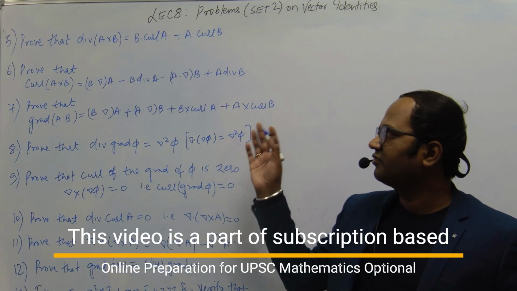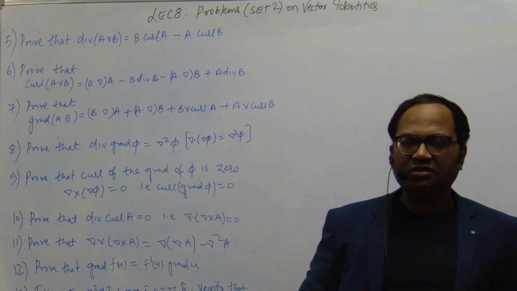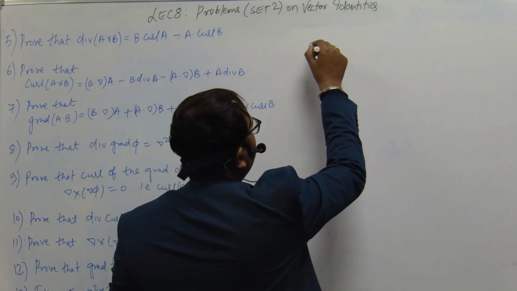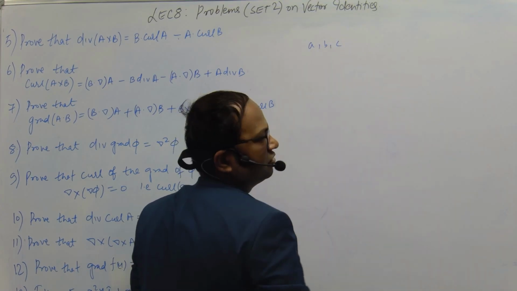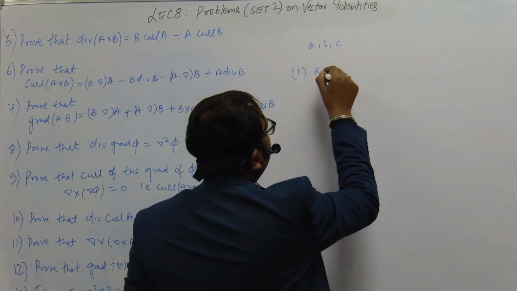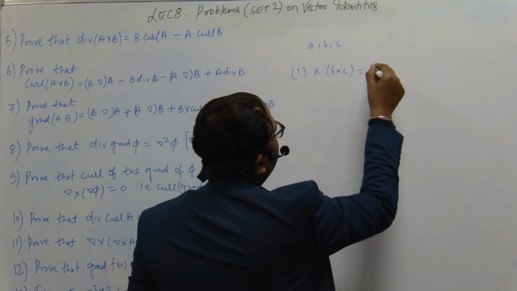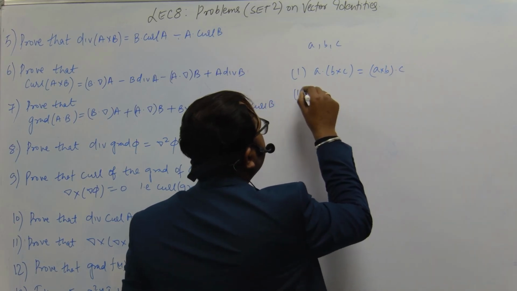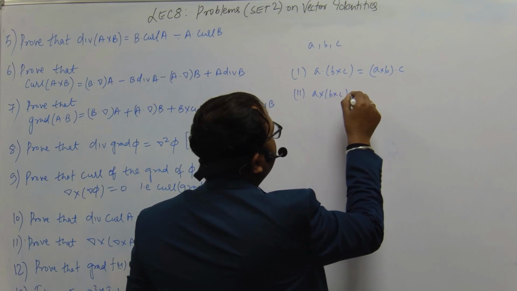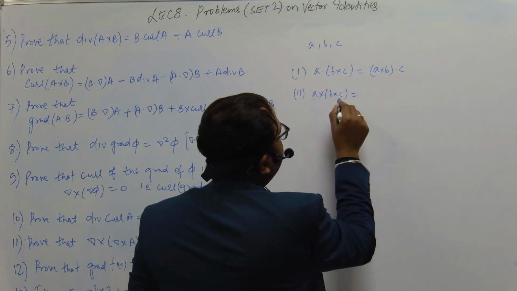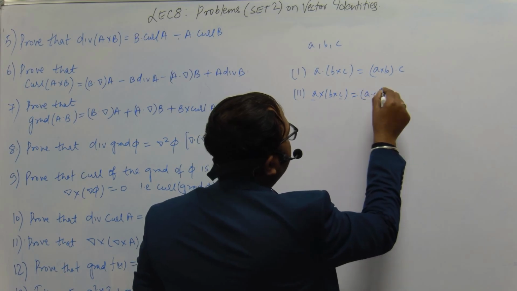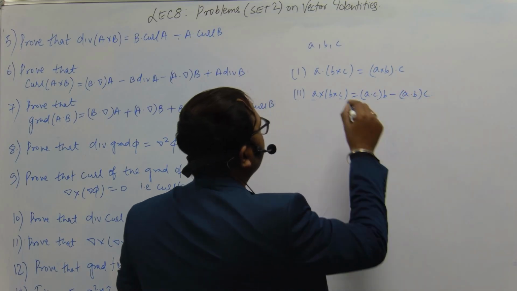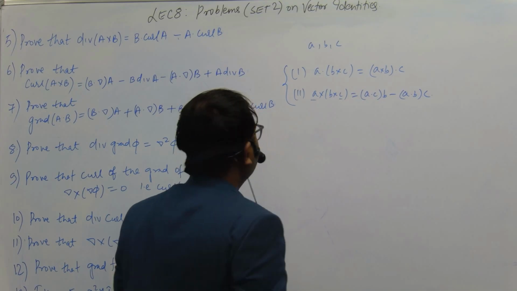For solving such type of questions, two important vector identities are required. Let us go through this. Let us suppose we have three vectors A, B and C. The first important vector identity is A dot B cross C, which is equal to A cross B dot C. And the second one is A cross B cross C, which is equal to the dot product of first and last vector, that is third vector: A dot C into B minus A dot B into C. These two important vector identities are required for solving such type of questions.